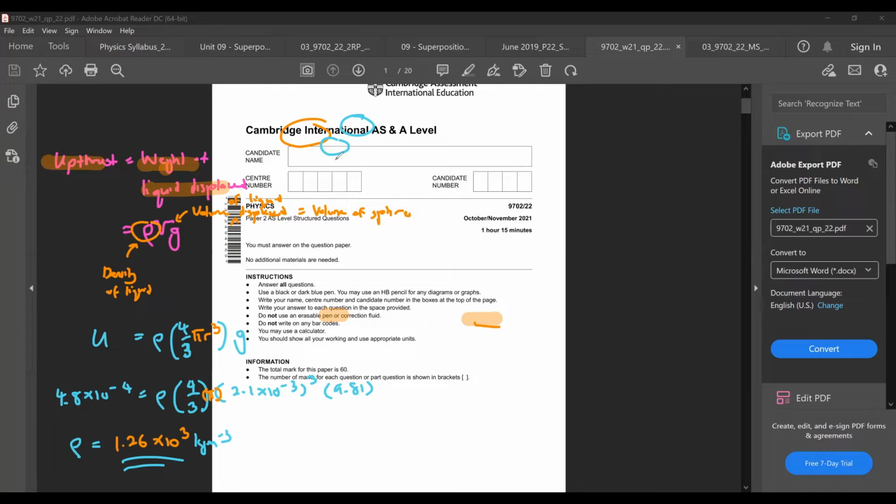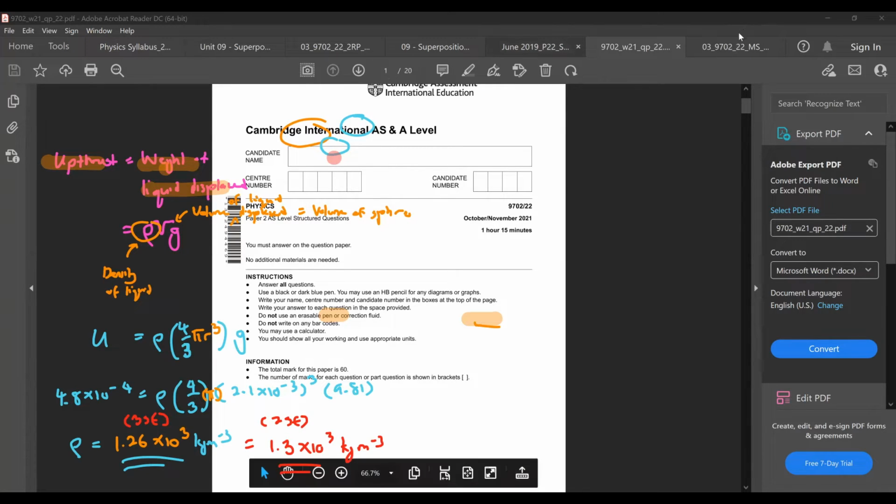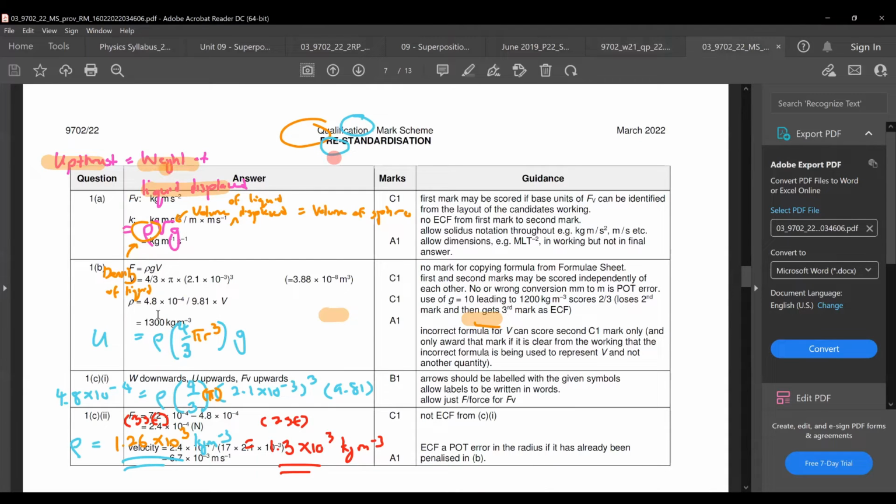Is this the answer that you all got? Now this one is in 3SF. So I write the answer in 3SF. If I were to change this to 2SF, the answer will be 1.3 times 10 power 3 kg per meter cube. Your marking scheme answer nowadays, they will always write it in 2SF.